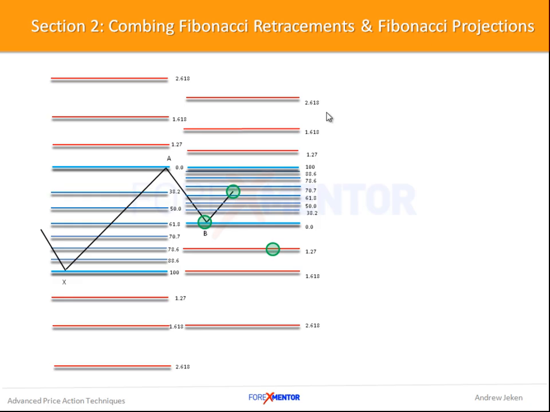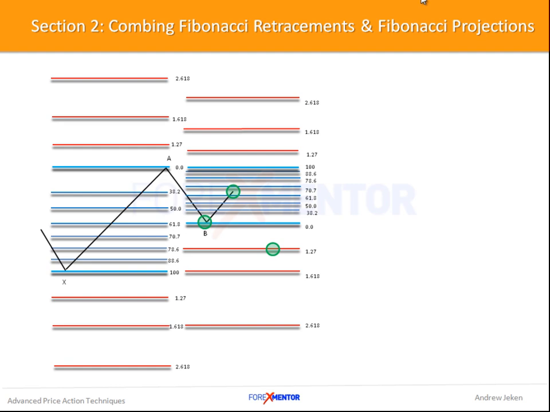Now you can see once we've got these two fib tools on, the retracement tool on both swings, the XA swing and the AB swing, you'll see the XA swing retracement, which is the 786, lines up with the AB swing with the 127 projection or extension. And you can also see further down we have a 1618 extension with a 2618 extension or projection.